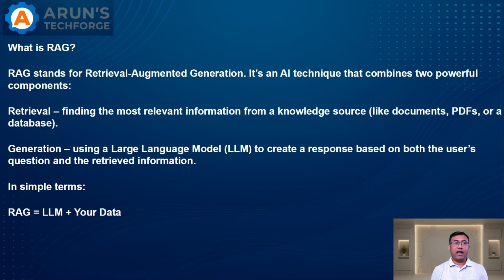So what is RAG? RAG means Retrieval-Augmented Generation. It is a technique that combines two powerful components. Number one is retrieval, finding the most relevant information from the knowledge source, such as documents, PDFs, or a database. The next part is generation, using a large language model to create a response based on both the user's question and the retrieved information. So in simple terms, RAG equals LLM plus your private data.